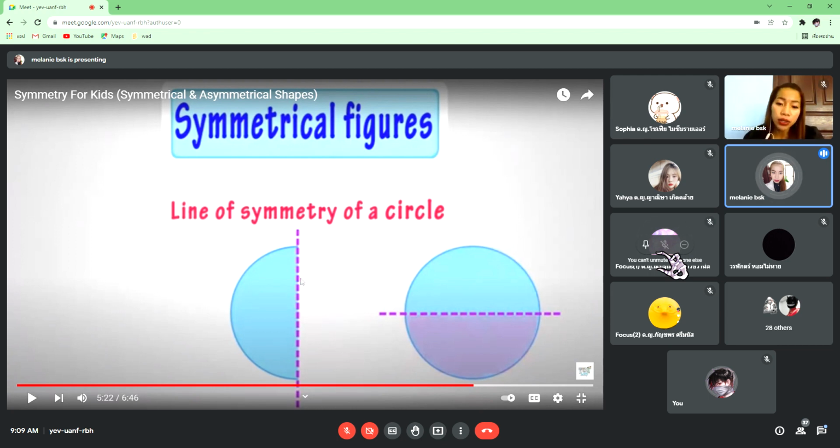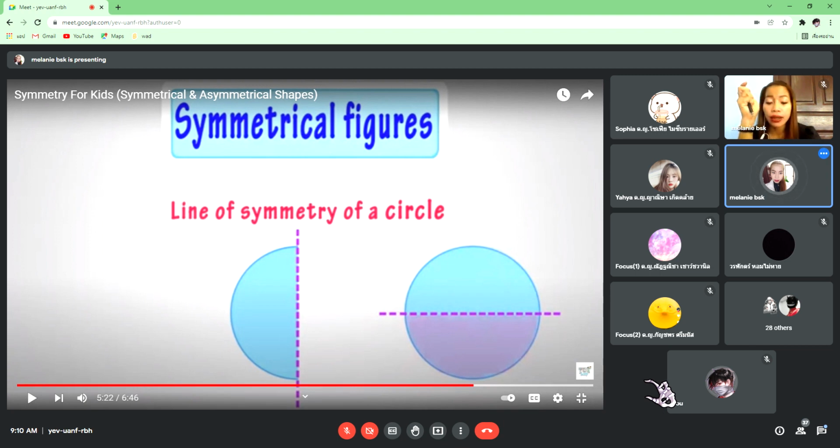Can you see my cursor? This one, what kind of line is this? We have two kinds of line in this symmetrical figure. Okay, so what do you call this one? Is this a vertical or horizontal line? Am I too fast? Just tell me if I'm too fast. Okay, what kind of line is this one? Vertical or a horizontal line?